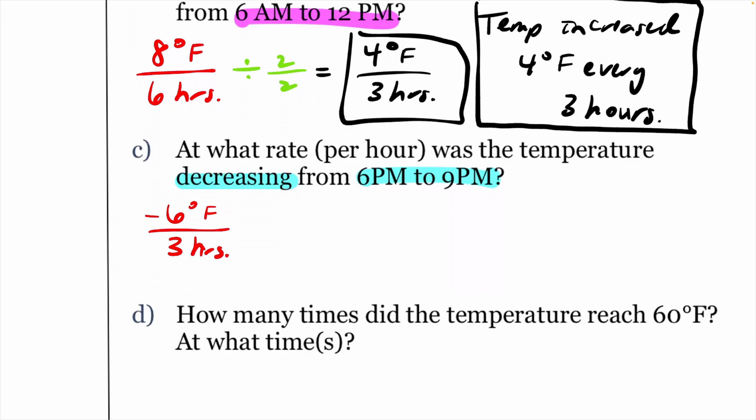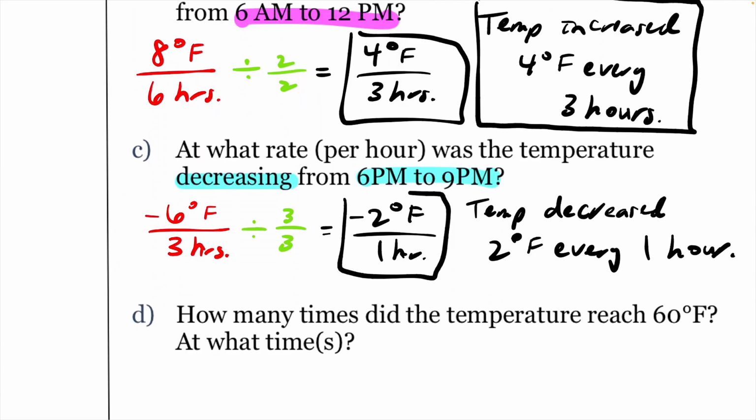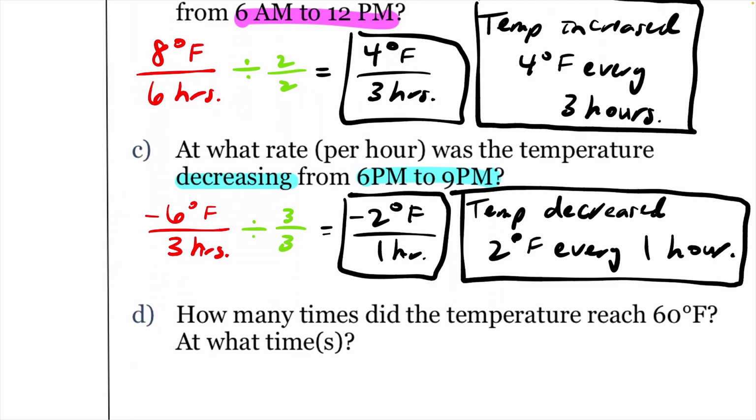Again, put that on my quiz, I would get a 3 out of 4. Close. I need to simplify it. What's the biggest number I can divide those two by? 3. So it's really -2 degrees Fahrenheit over 1 hour. Okay? Or you could put it as a sentence. Temp decreased 2 degrees every hour. Either one of those is correct. Okay.